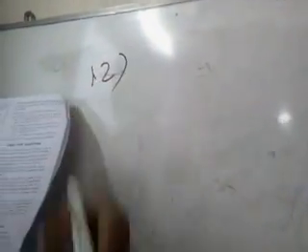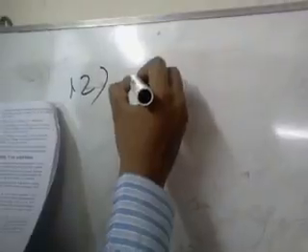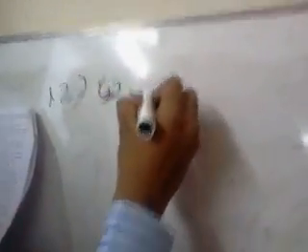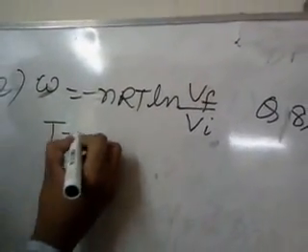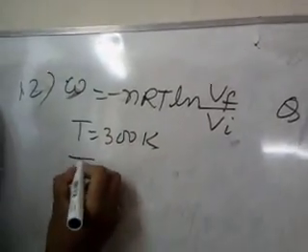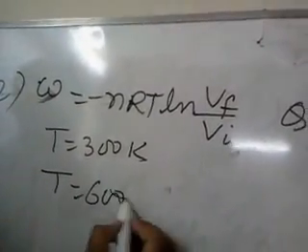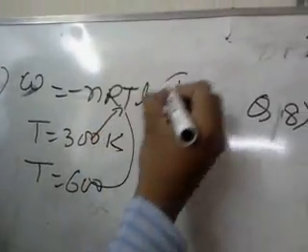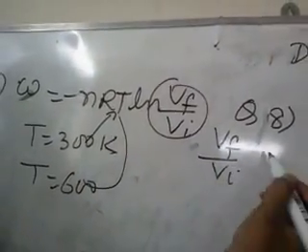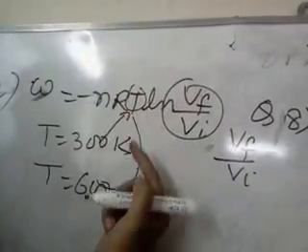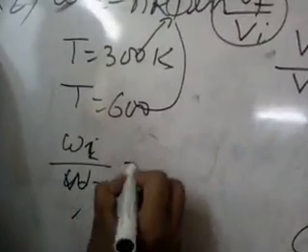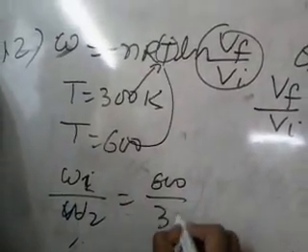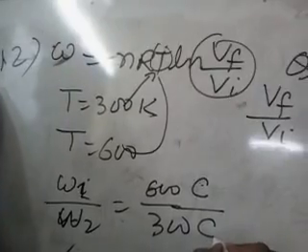Question number 12. Work done in a reversible isothermal process is given by this formula. Now I need to compare the work done when the process is done at a temperature of 300 Kelvin and at a temperature of 600 Kelvin. If we substitute data over here, if the ratio of volume is the same for both cases, it would be T that will bring in the difference, and the work done in the first case to the work done in the second case will be equal to 600 upon 300 into some constant C.